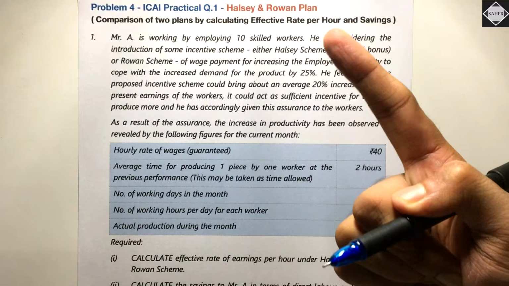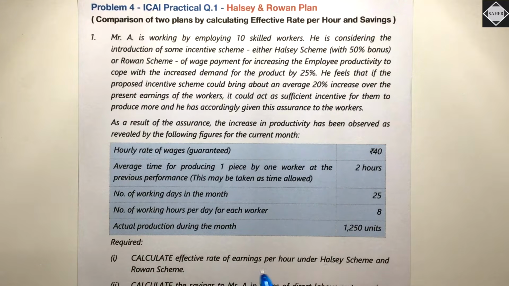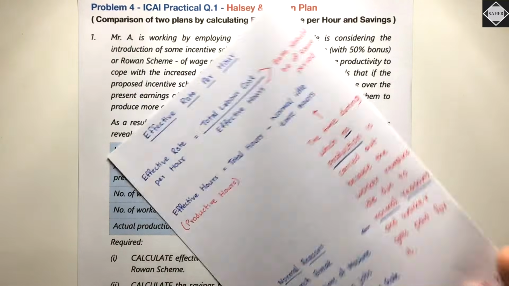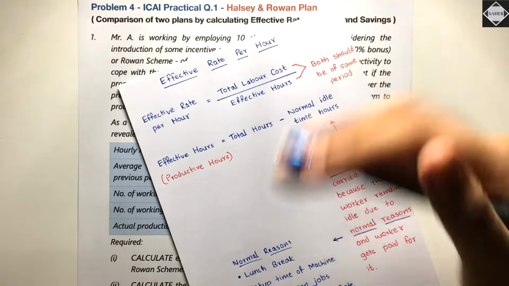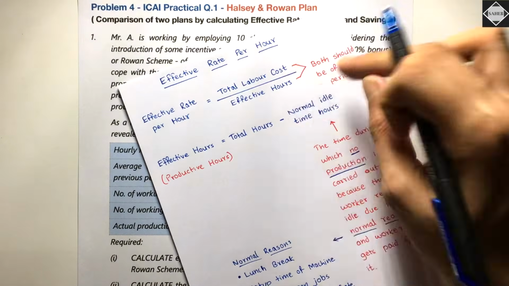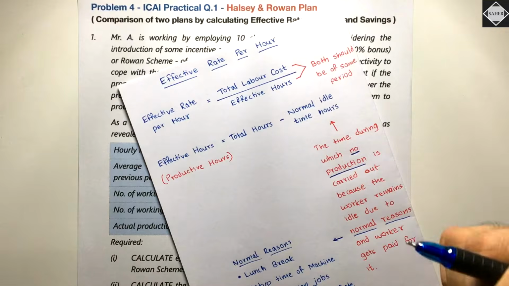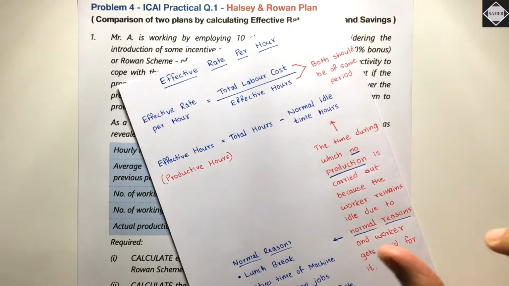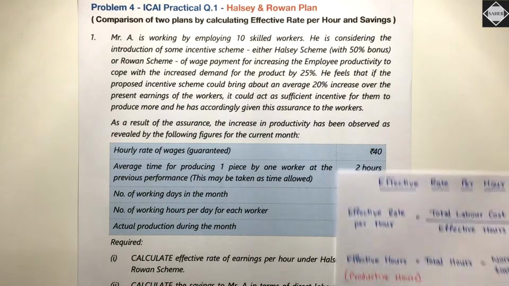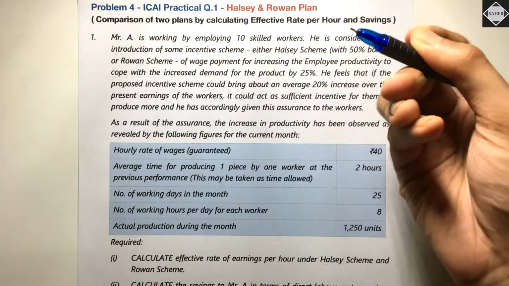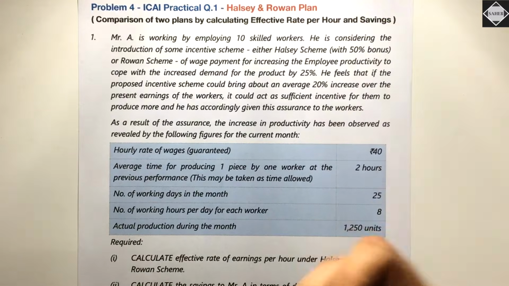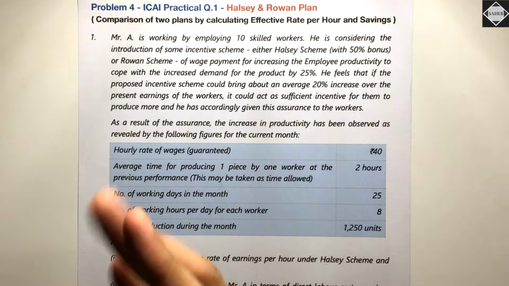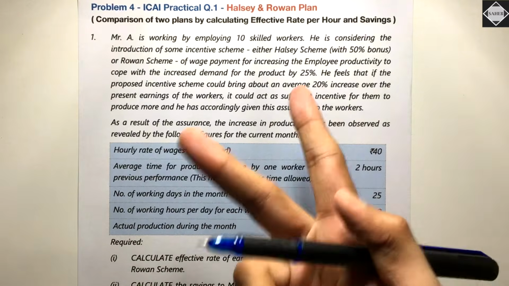It's really simple. The first requirement is calculate effective rate of earnings per hour under Halsey and Rowan scheme, both. So first, remember the formula of effective rate per hour. The formula is total labor cost divided by effective hours, or you can also say total earnings divided by time taken. From the point of view of the worker, total earnings divided by time taken. So we need the earnings under Halsey also and earnings under Rowan also. Then only we'll have two effective rate per hour to do the comparison. Is it clear? Because two effective rate per hour we need to calculate.